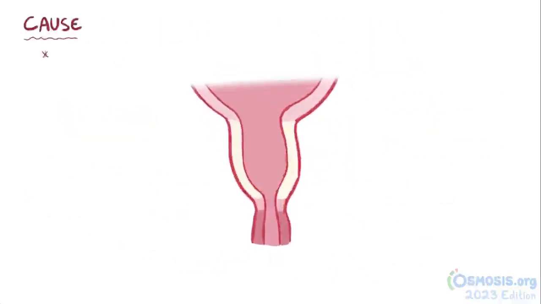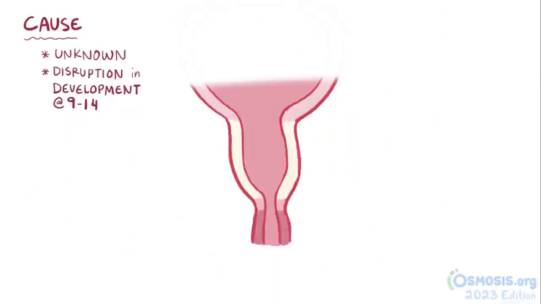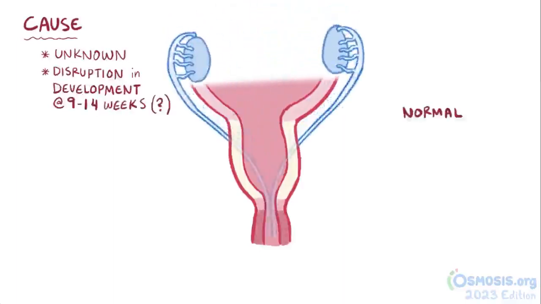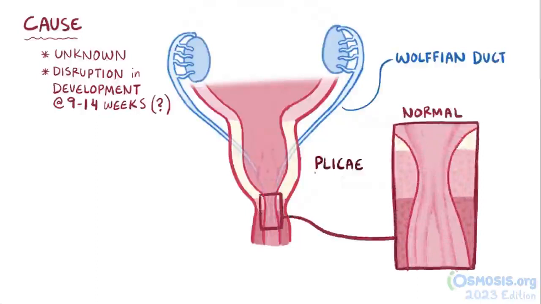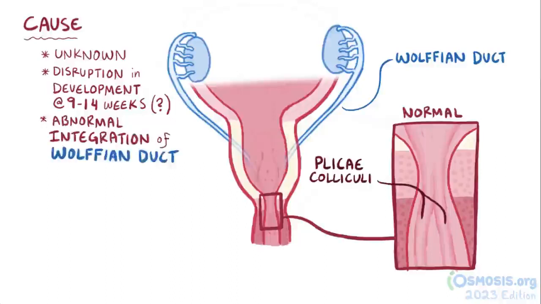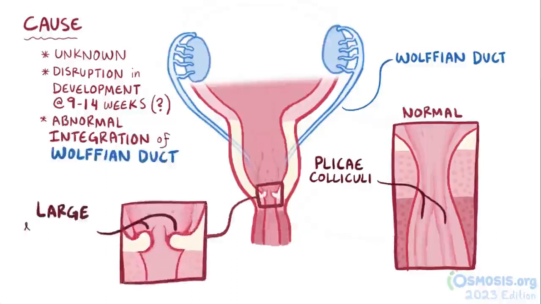Although the cause of PUV isn't completely understood, it's thought that normal development of the male urethra is disrupted between weeks 9 and 14 of gestation. Normal development involves the Wolffian duct integrating with the posterior urethra, which results in thin mucosal folds called plici colliculi. It's thought that PUV might result from abnormal integration of the Wolffian duct, resulting in large plici colliculi that fuse anteriorly, making it more difficult for urine to flow through.